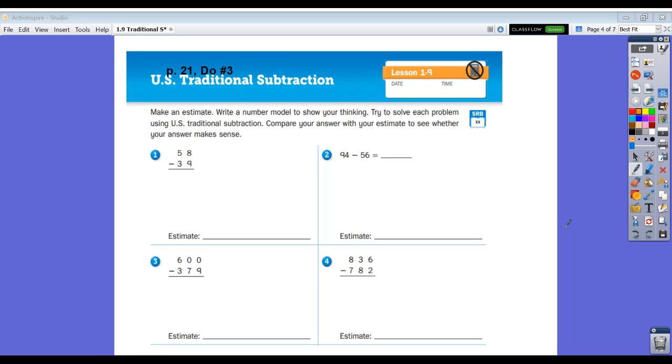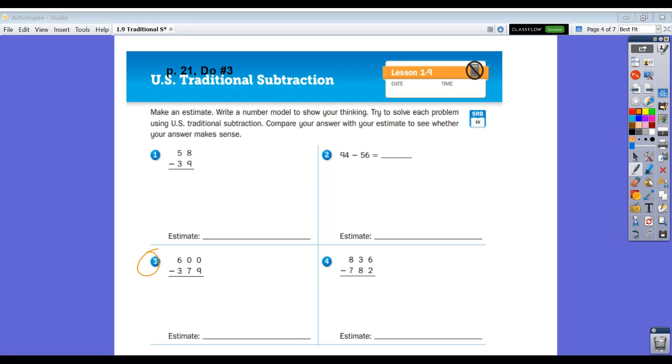Page 21, circle problem number 3. And the reason we're doing this one together is it has a lot of zeros in the first problem. Math journal on your desk. Circle problem number 3 if you haven't already. Good job. Oh, does it? Good. So that'll be a good challenge for you. Because when we have a 0 in our number that we are subtracting from, you know you're going to have to do some borrowing or regrouping, as we like to say.